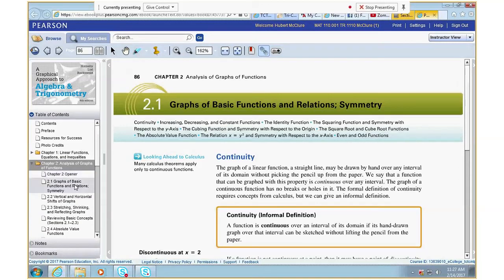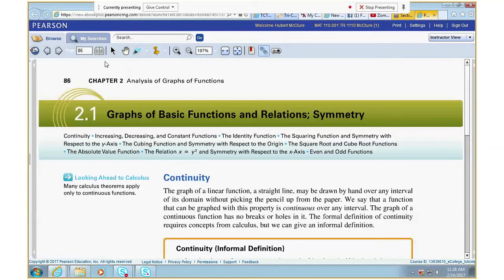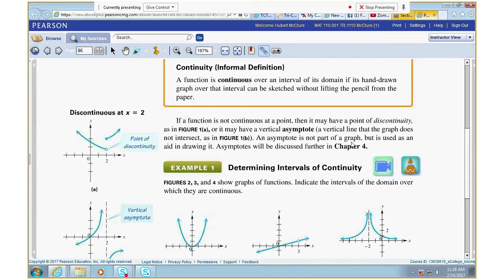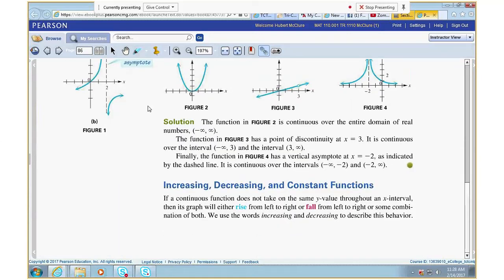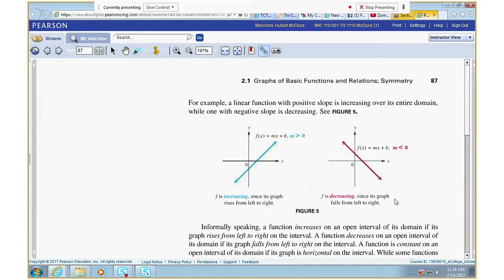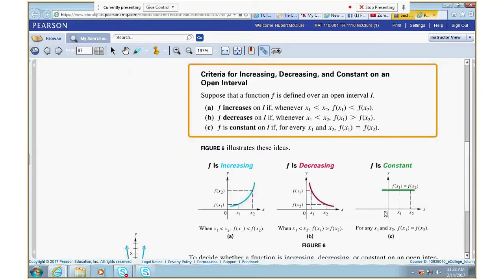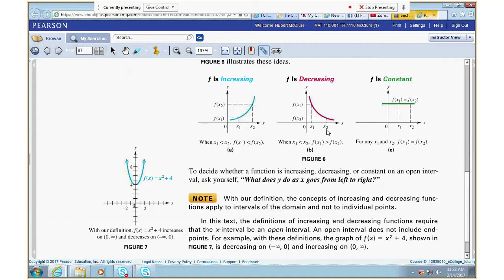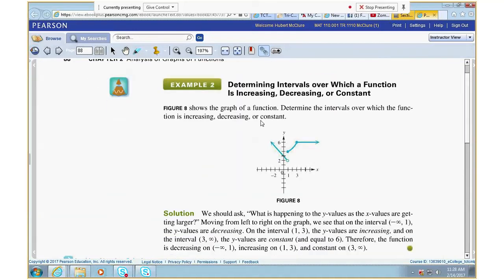Okay, graph of basic functions, relationships and symmetry, vertical and horizontal shifts, stretching and shrinking. I'll go over that a little bit. Let me go back here and find a certain area, odd and even, and I'll go over that with you right quick. Increasing and decreasing, we've talked about that. Y'all should know that.